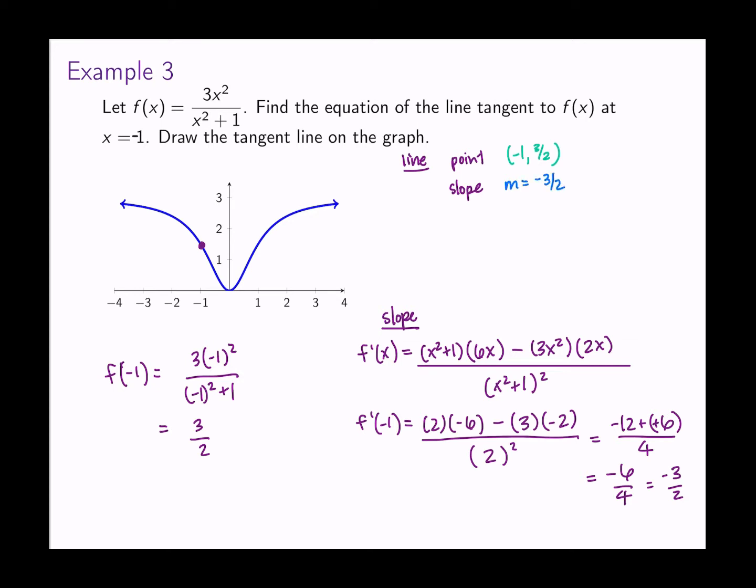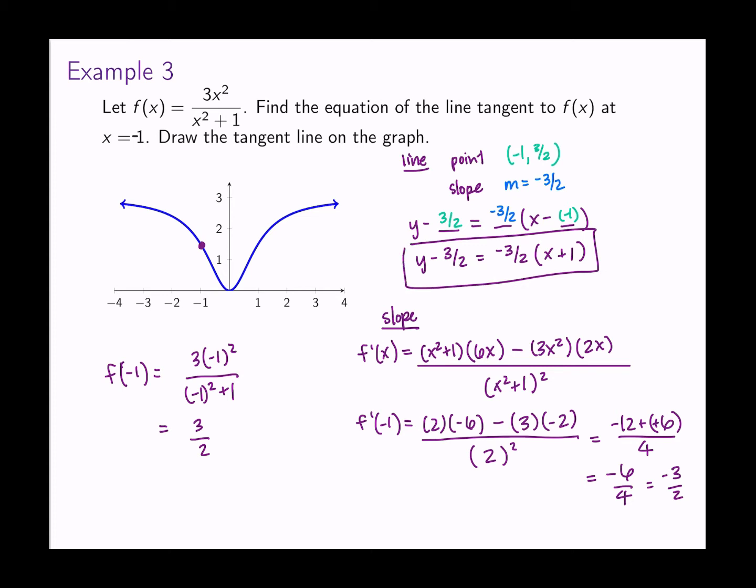So I'm ready to write the equation of this tangent line. So remember, it's y minus y1 equals m times x minus x1. So my point is -1 comma 3/2, and my slope is -3/2. And I'll just take one more step and rewrite this a little nicer. y minus 3/2 equals -3/2 times x plus 1. So there is the equation of my tangent line.